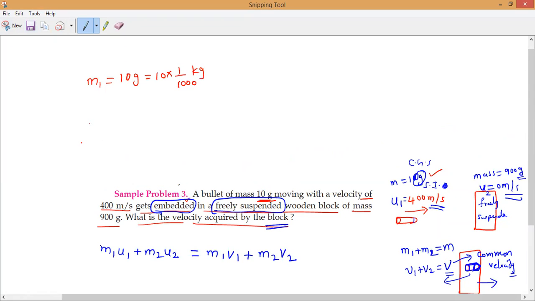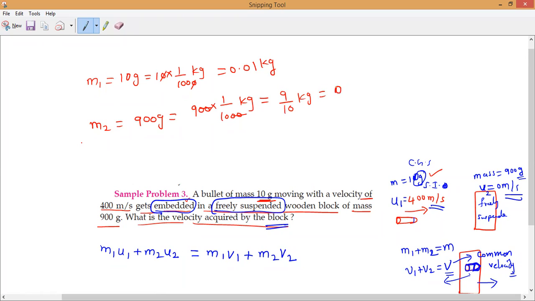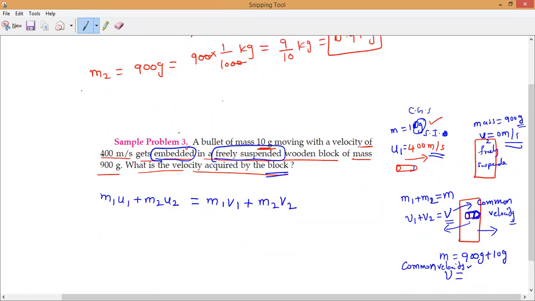Same way, next, M2 is equal to 900 grams, which is equal to 900 into 1 by 1000. The 00 will get cancelled, which is equal to 9 by 10 kilogram, which is equal to 0.9 kilogram. Is it yes or no? Yes. Now substitute the values.